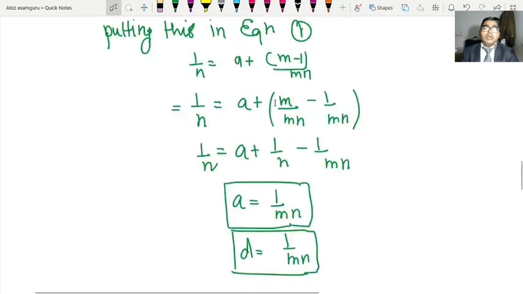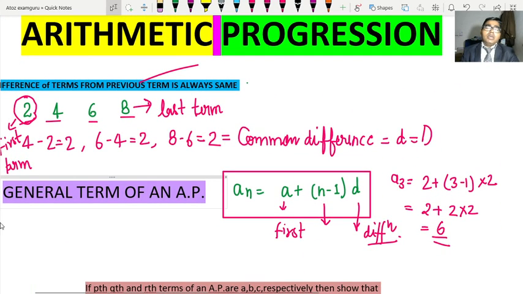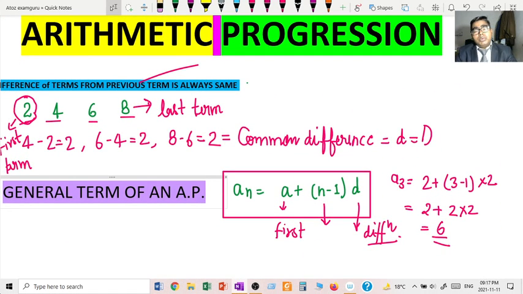So dear friends, I hope that you have understood this lecture very well, and in the coming lecture we will solve some questions based on this formula and study the next topic of this chapter.